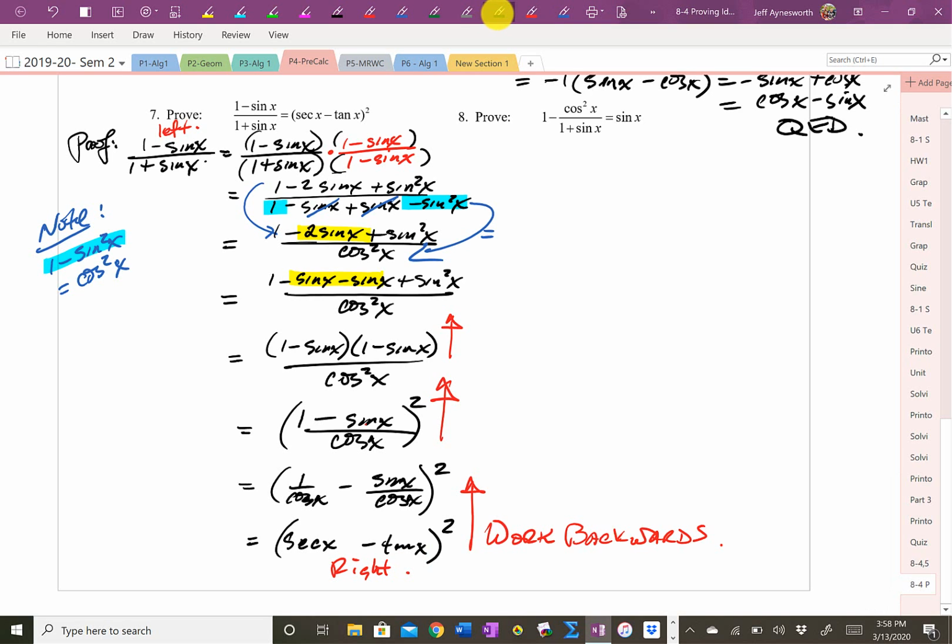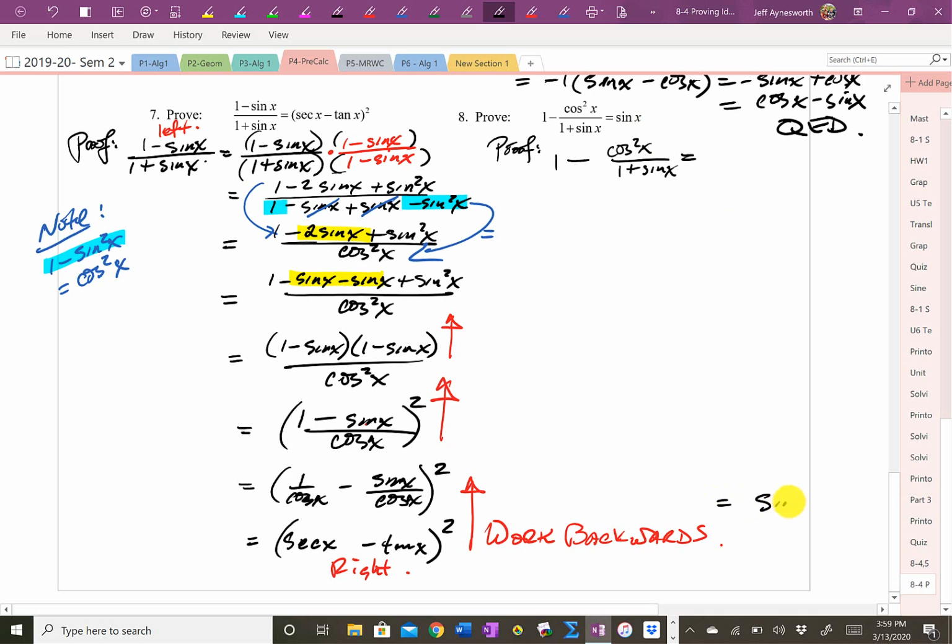Okay, continuing. Here we go. We've got this complicated expression here: 1 minus the fraction cosine squared x divided by 1 plus sine x. And we have to show that that's equal to just sine x.